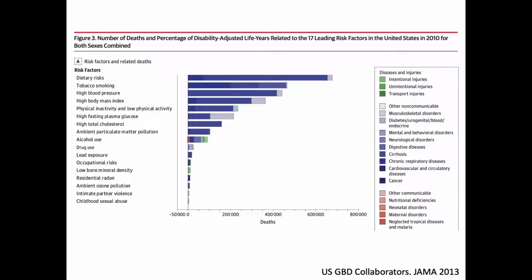Just looking at dietary risk factors, for example, we see that this is a major contributor to cancer, cardiovascular and circulatory diseases, for example, among others. So by addressing some of these risk factors, we could potentially reduce morbidity and mortality due to these major causes in the United States.